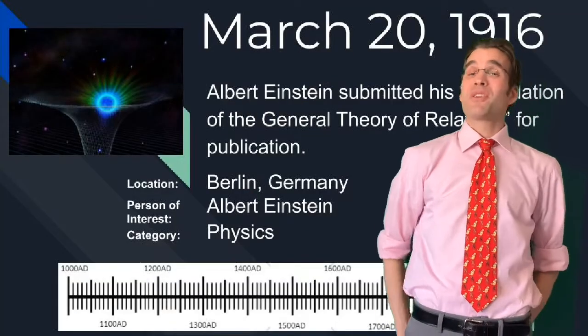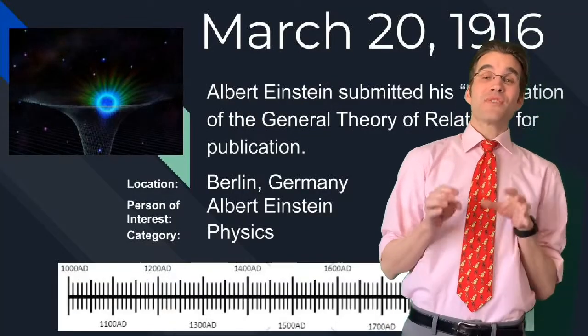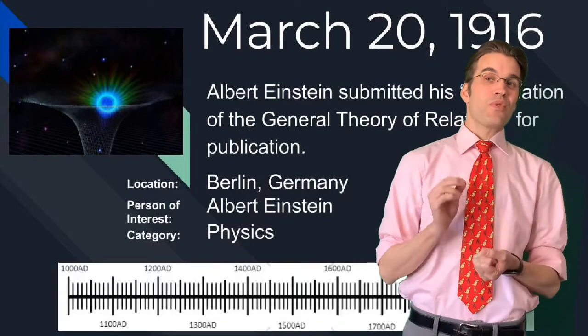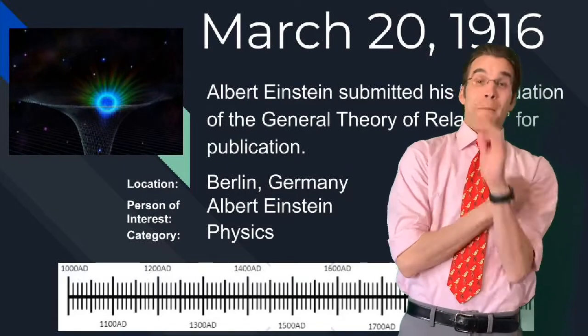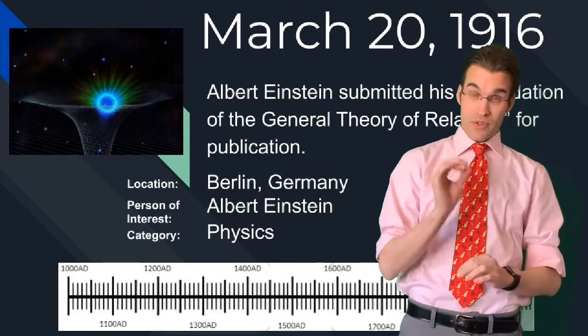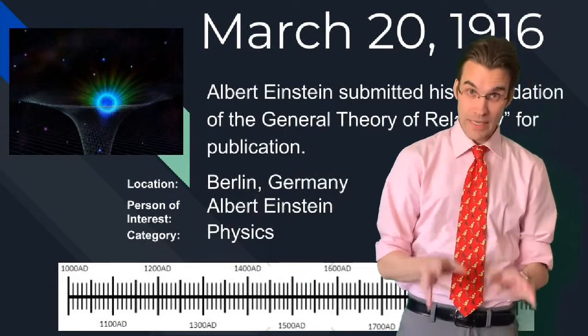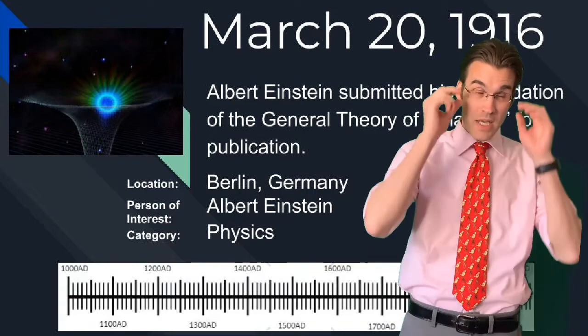Welcome to today's day in history, March 20th, 1916. Today is the day that Albert Einstein submitted his Foundation of the General Theory of Relativity for publication. I'm going to try and explain the general theory of relativity to you today. So, it might be a little complicated. But the big idea is this.